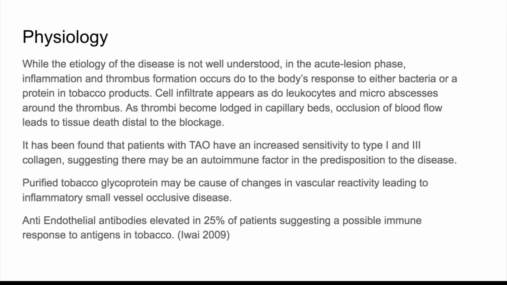So the physiology: while the etiology of the disease is not well understood, in the acute lesion phase, inflammation and thrombus formation occurs due to the body's response to either bacteria or a protein in tobacco products. Cell infiltrate appears, as do leukocytes and microabscesses around the thrombus. And as thrombi become lodged in capillary beds, occlusion of blood flow leads to tissue death distal to the blockage.